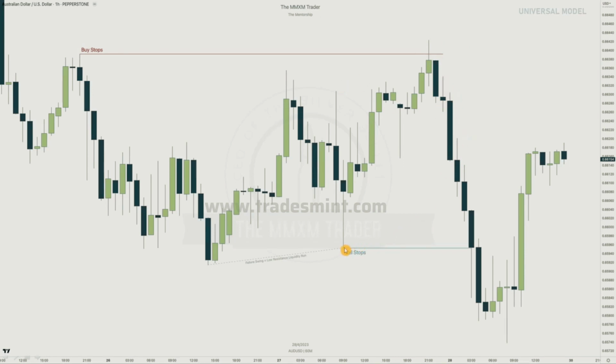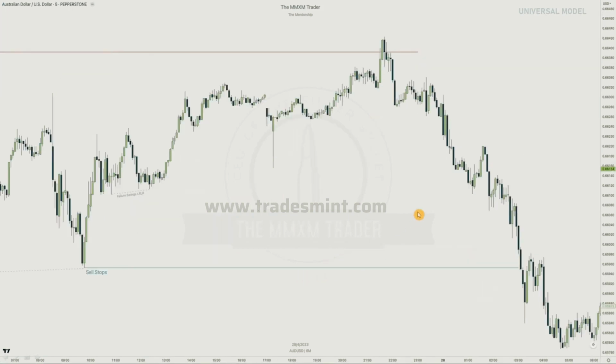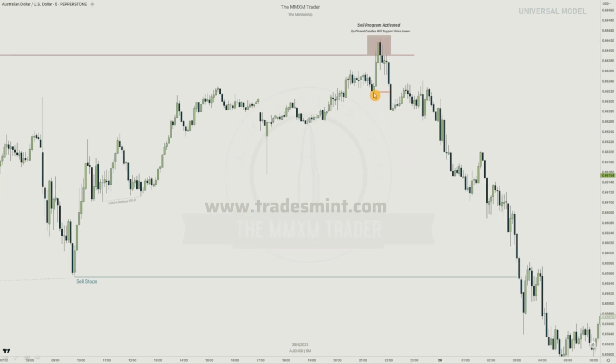We've got some sell stops down here with those failure swings, right? So low resistance liquidity run. And now we dive into our lower time frame. So over here, 5-minute time frame, we wait for a break of structure, right? Important. So break of structure happens down here. Sell program has been activated because we took out that external range liquidity, right? So all up close candles should now act as a resistance and support price down lower.